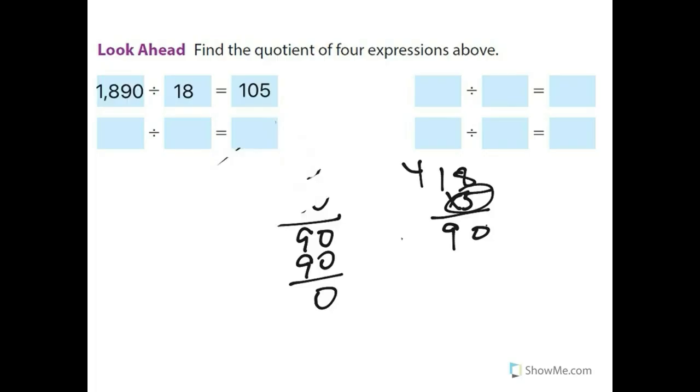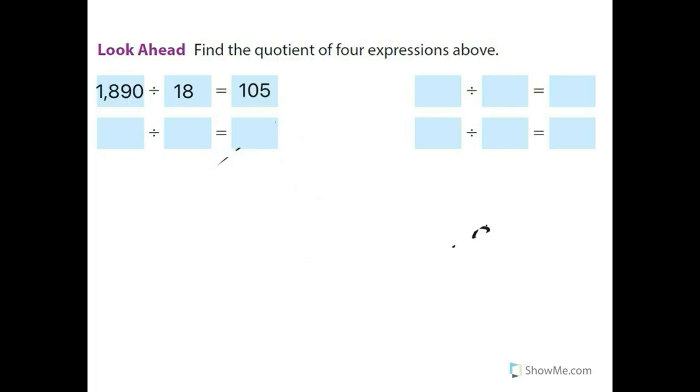All right, let me erase this. And what are we going to do next? Let's do 8,200 divided by 40.